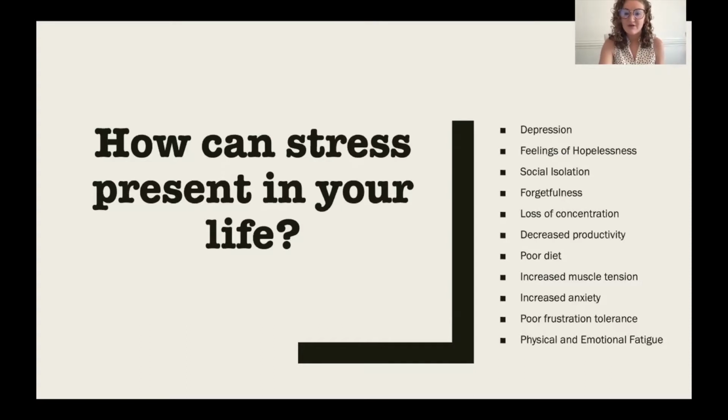Forgetfulness, loss of concentration, decreased productivity, poor diet, an increase in muscle tension, an increase in anxiety, poor frustration tolerance, and emotional and physical fatigue. When these things are constantly displayed in your life or in your professional life and they're not addressed, this can easily lead to burnout.